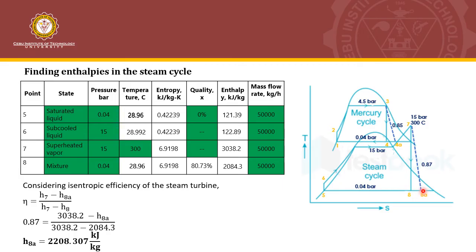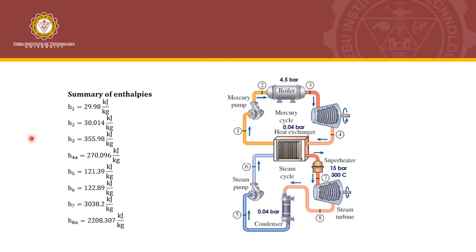You can actually solve also the actual value by plugging in 2,208.307 and the pressure of 0.04 in the software. Try to put it. Let us see if it meets the requirement of 90%. So these are the summaries of enthalpies based on our previous calculation.